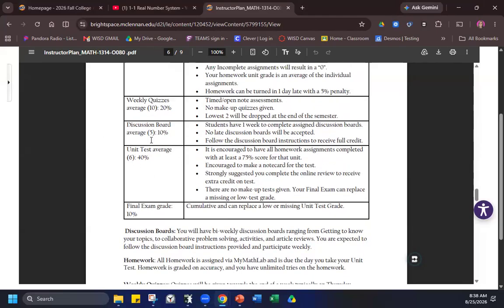We have 6 tests. They are 40% of your grade. Okay. They are over each chapter. And so we'll have a chapter 1 through 6 test. And it is encouraged for you to do all of your homework and make sure you're completing your homework to at least a 75%. You have unlimited attempts on your homework. So you can make 100 on your homework or you cannot. It's really up to you.